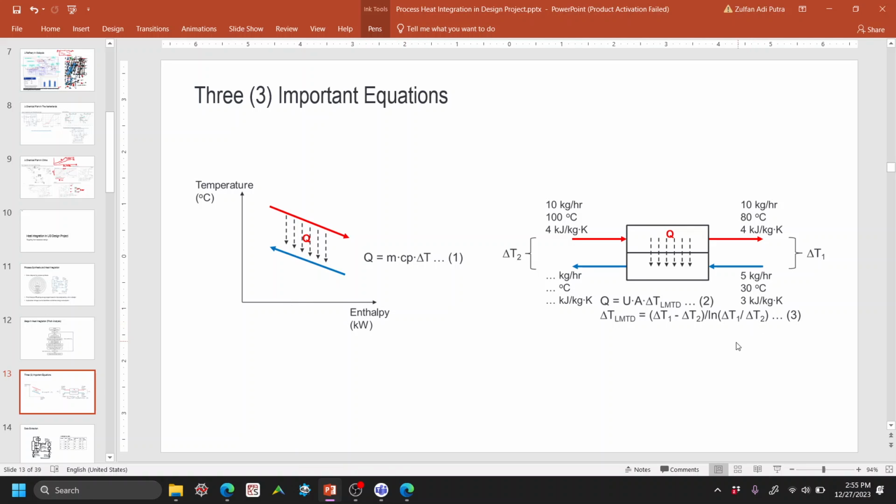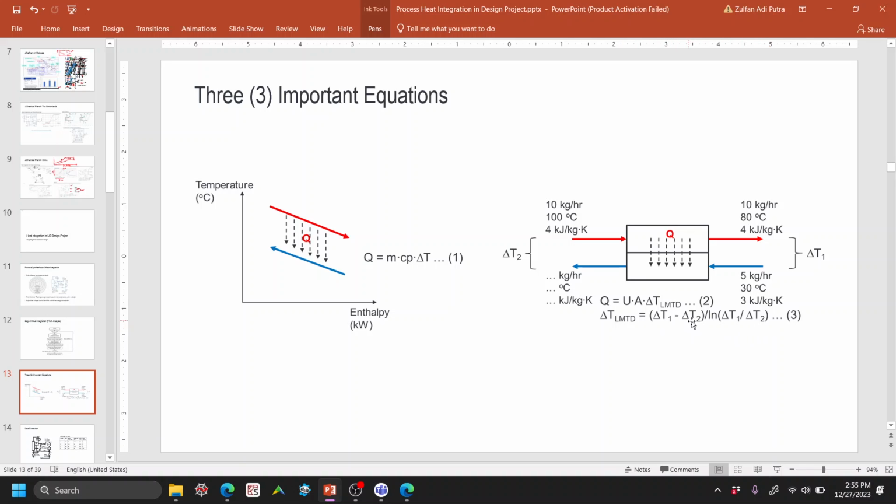And then another equation is that we have the heat exchanger equation itself. The Q equals UA delta T LMTD. Yeah. So we have MCP delta T for hot stream, MCP delta T for cold streams. Hopefully they are the same. And then how much is then the heat exchange between the streams, which is governed by UA delta T LMTD. And the delta T LMTD itself is this formula.